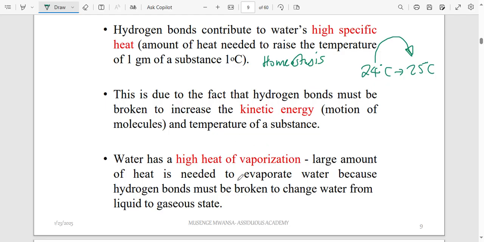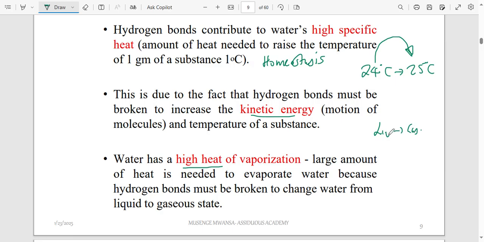Okay. Another important thing we need to know, this high specific heat capacity is actually due to the fact that hydrogen bonds must be broken to increase the kinetic energy. For you to break those hydrogen bonds, you need a lot of heat for you to be able to increase the kinetic energy so that the bonds can start separating. Another property is that water has got a high heat of vaporization. Vaporization is the heat that you need for you to convert water from liquid into a gas.